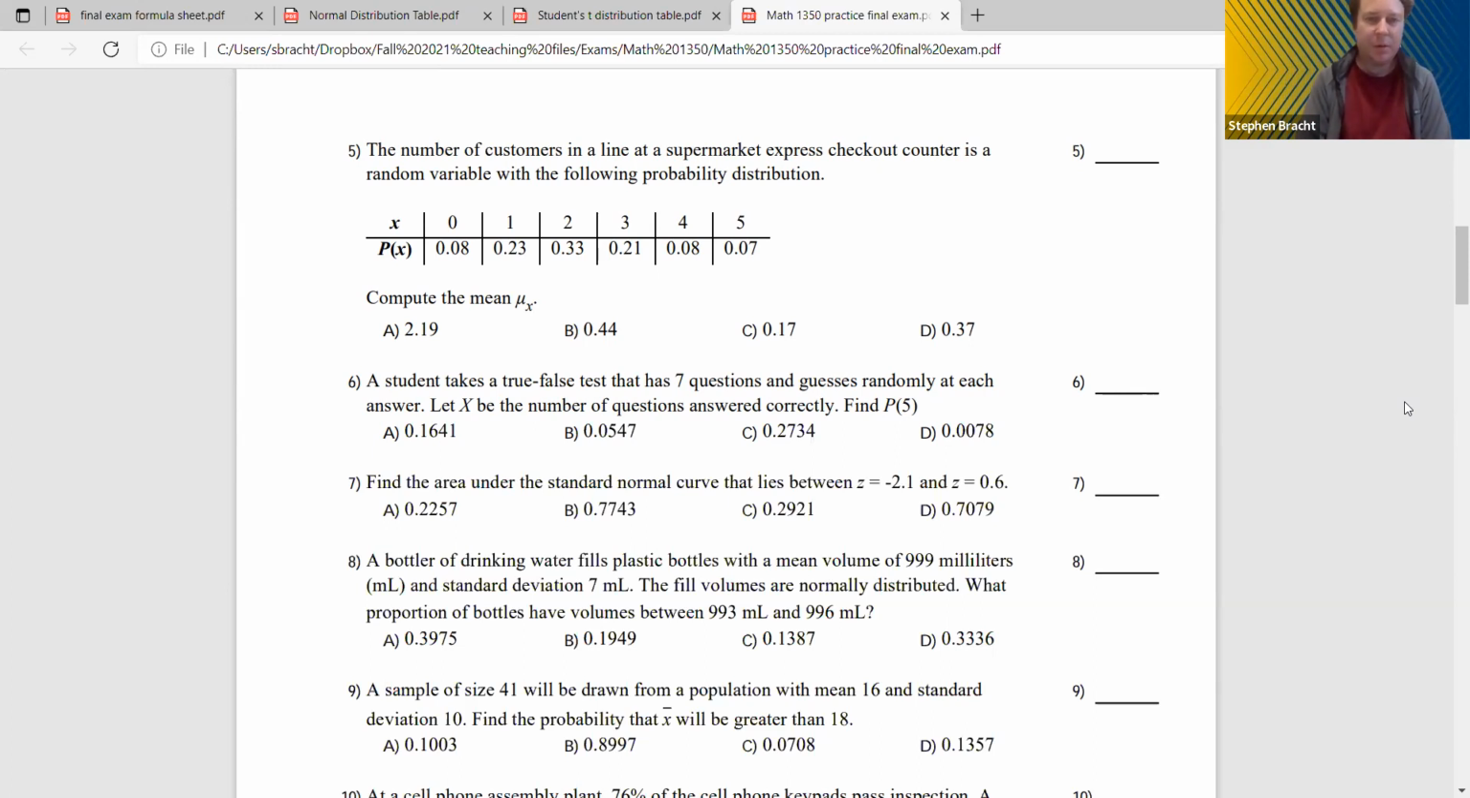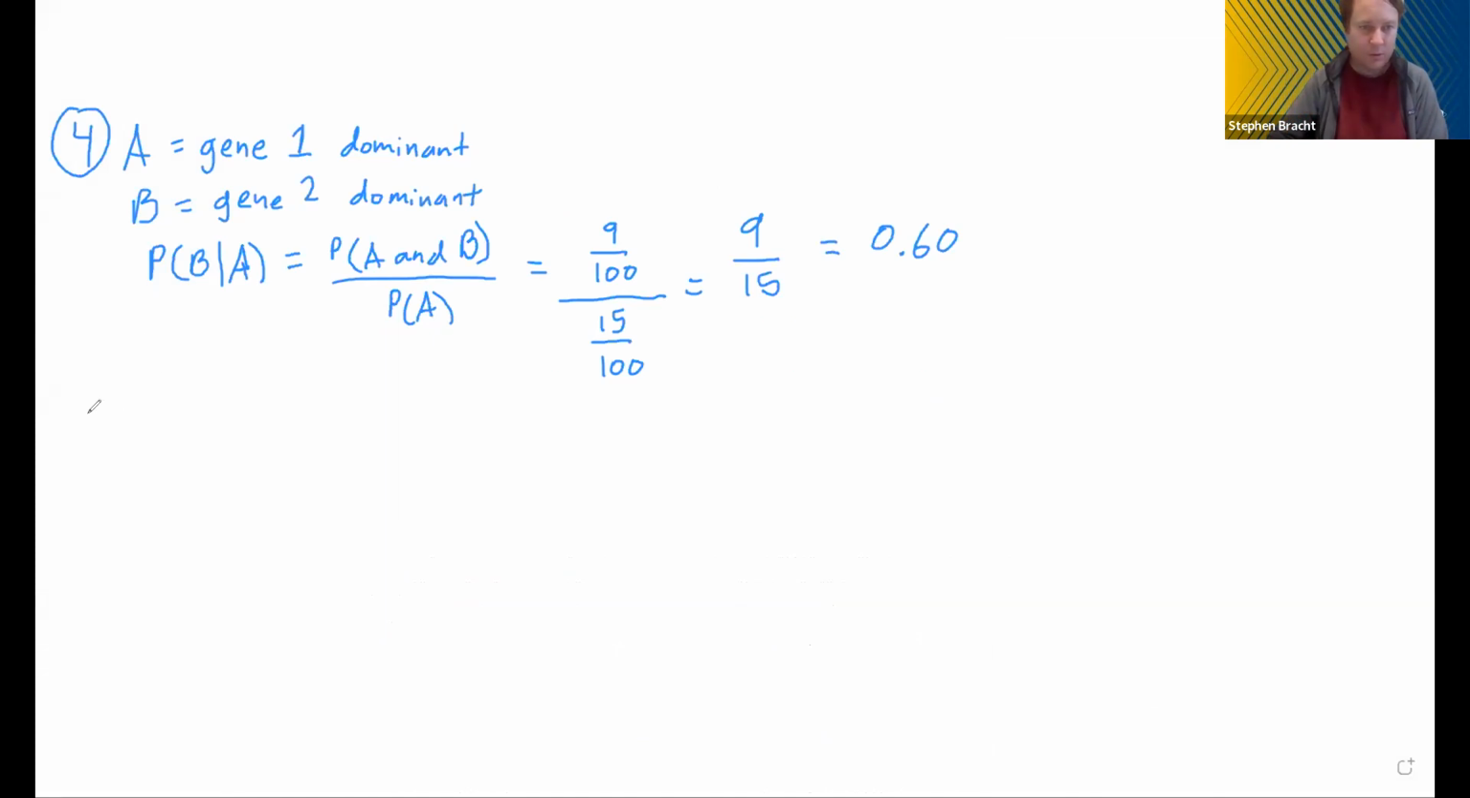So to find the mean of a probability distribution for a discrete random variable, you take each x value and multiply it by its corresponding probability, and we add up the products. Okay. So the formula is just this sigma x times p of x.